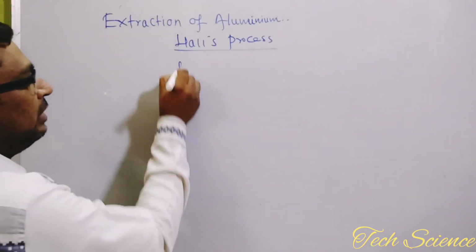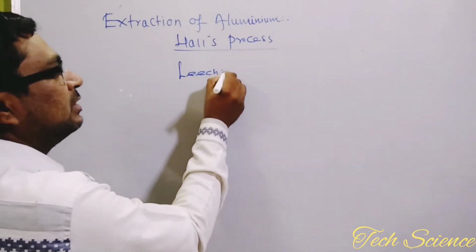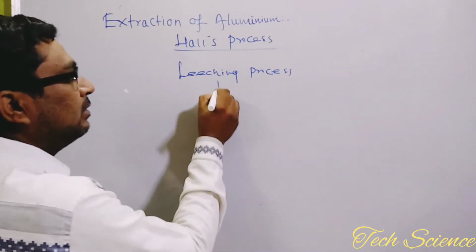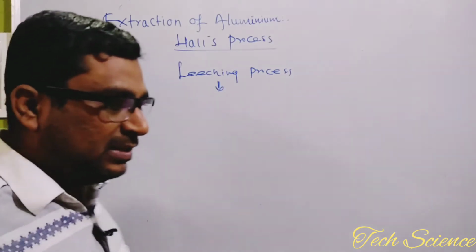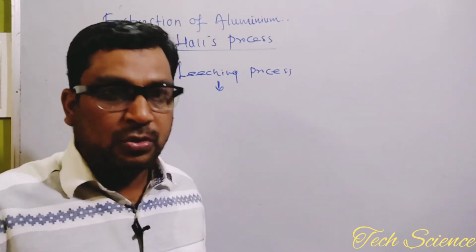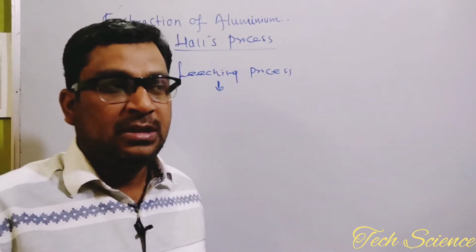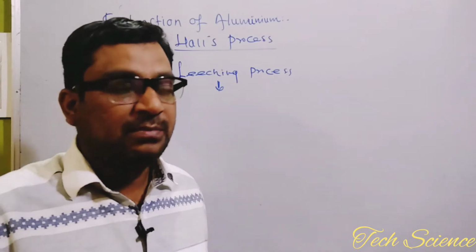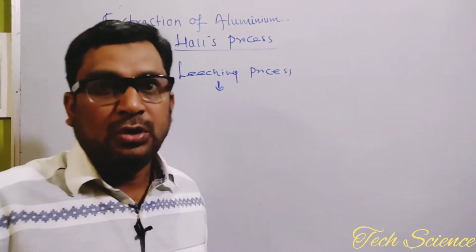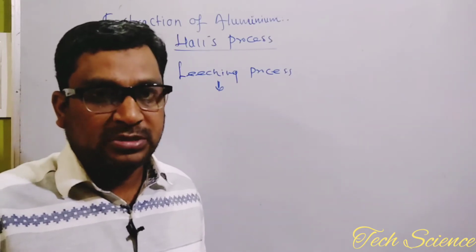Here also we apply the leaching process. What is the leaching process exactly? Leaching is where the ore is soluble in some liquid, or we can say some solution, and in that it is completely soluble. So what happens here? For example, bauxite ore.